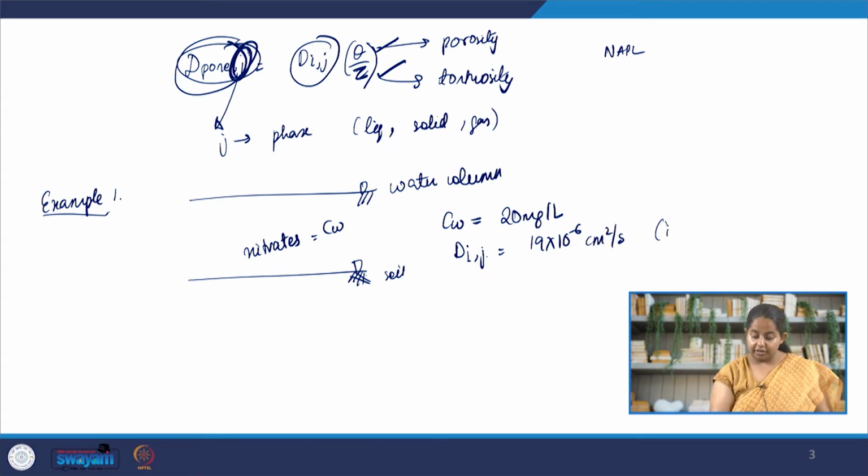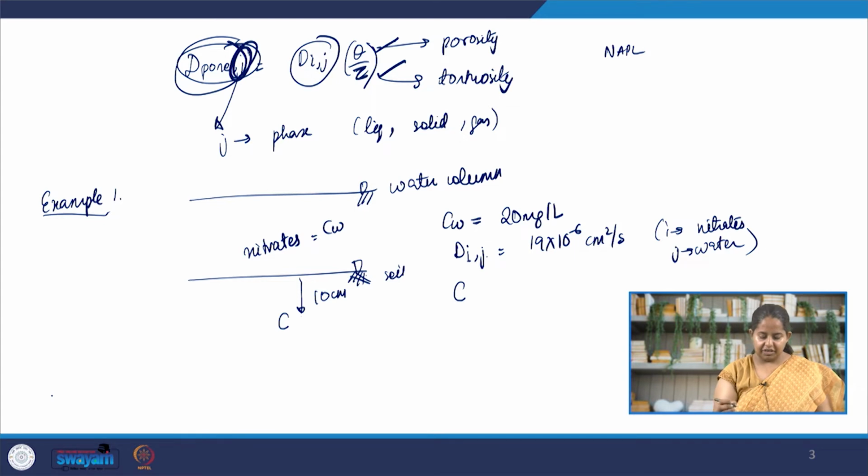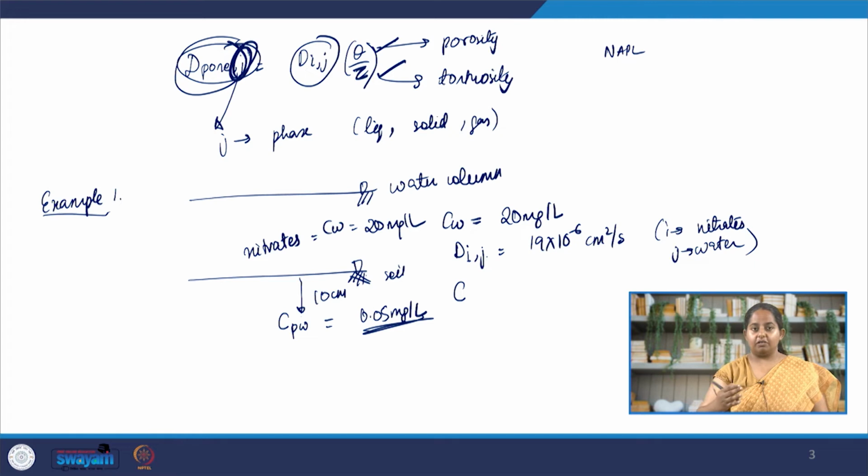This is for water. Here i is representing nitrates and j is telling me very clearly that j corresponds to water. And we know that at a depth of 10 centimeters, so if you go 10 centimeters below, the concentration of nitrates in the sediment pore water is given as 0.05 milligram per liter. So now notice one thing, the concentration of nitrate here in the water column is very high, 20 milligram per liter. The concentration of nitrate in the pore water at the depth of 10 centimeters is much lower, 0.05 milligram per liter. Remember Fick's law, things will move from higher concentration to lower concentration, so there will be net influx of nitrates into the pore water. So the question is then, calculate the diffusive flux of nitrates into the sediment.